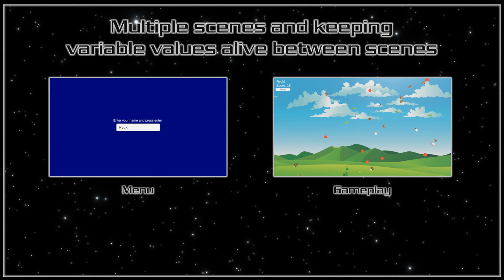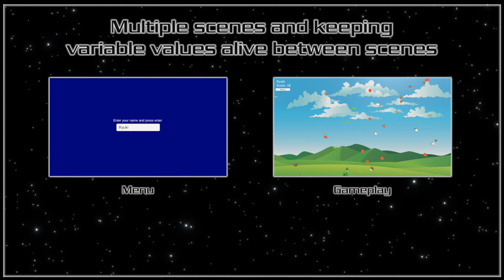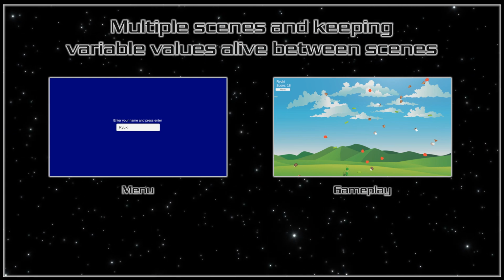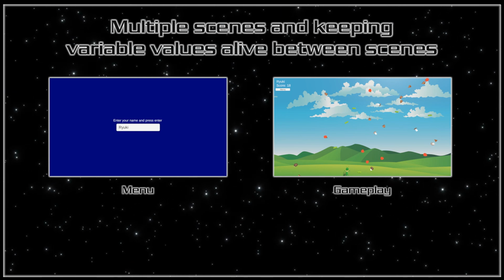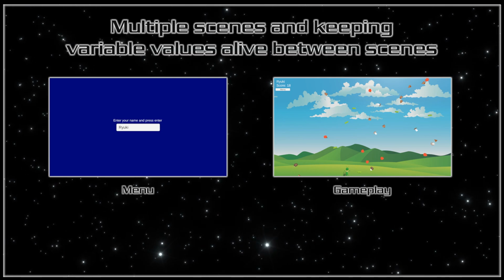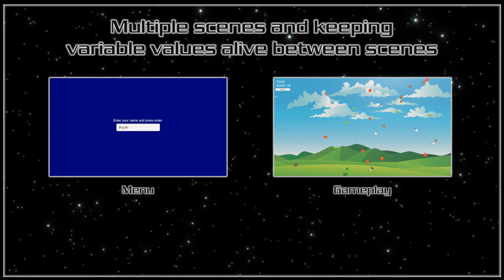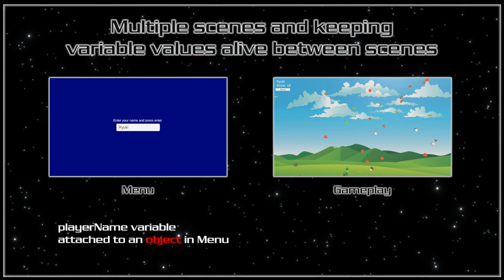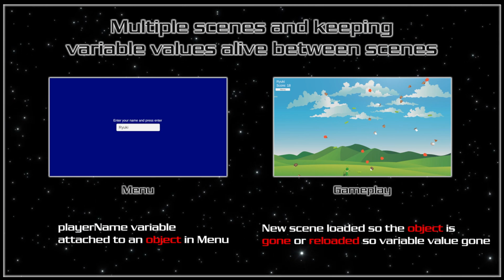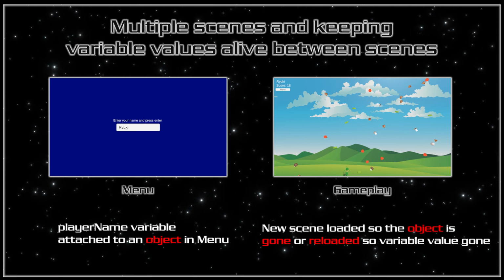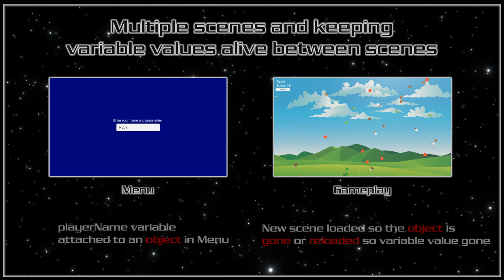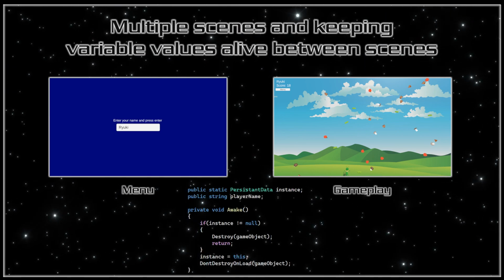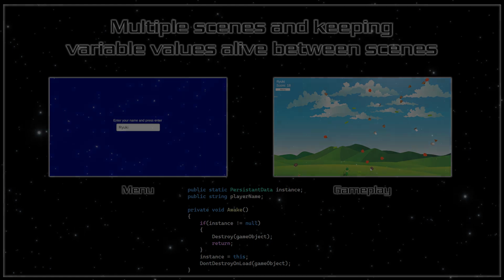Now what usually happens when you load a different scene is that your variables get lost because the object they're attached to is either gone or reloaded. So in the first scene, if you had a variable named player name, for example, then when you load another scene, the contents of that variable are lost. So we're going to create a class member that will hold these variables with their values and keep them alive when skipping around scenes. So let's get into it.